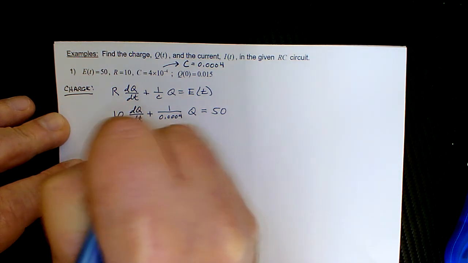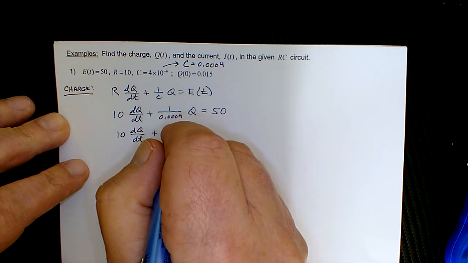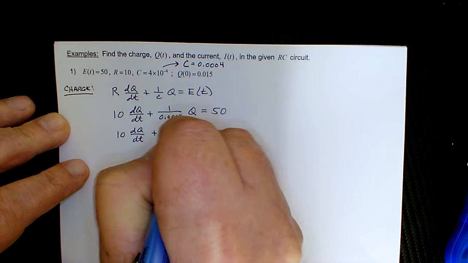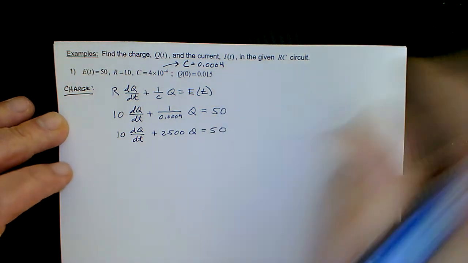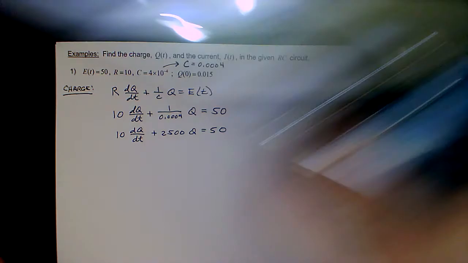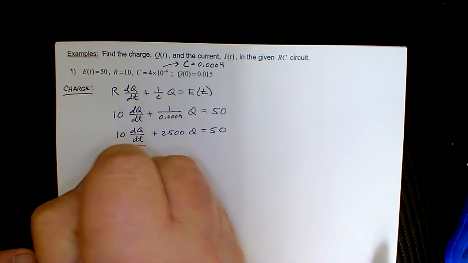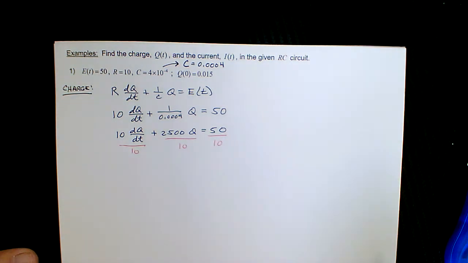So let's just take our time here. 1 over 0.0004 is 2,500. Q equaling 50. Let me just double check that. I don't want to have a virtual pizza party or anything. Yep. Okay, so then we'll divide everything by 10, because we're going to have to use the integrating factor. So we have to isolate, in this case, the dq dt.